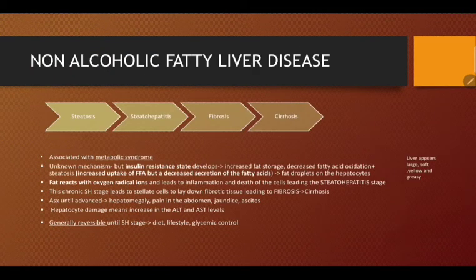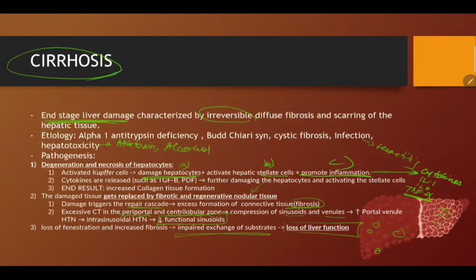The next pathology we're talking about is non-alcoholic fatty liver disease. It happens in 4 stages. It starts with steatosis, which is basically increased fat accumulation. Then steatohepatitis, which means fat accumulation and inflammation of the liver. Fibrosis, again, damage causes a repair cascade, causing fibroblasts to lay down fibrotic tissue. And cirrhosis, finally, because that is the end stage liver damage.